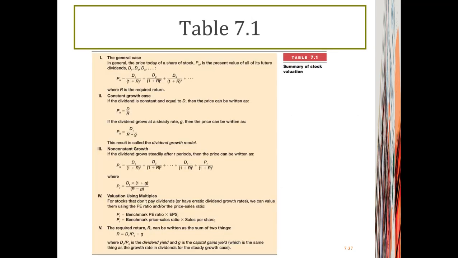Now it's time for us to make a summary on stock valuation, and here we have 5 different methods to estimate the stock price depending on the individual situation of the company. And the first one is the general equation that we can utilize, and this is a very fundamental and basic formula that fits into all scenarios. Stock price equals present values of all future dividends.